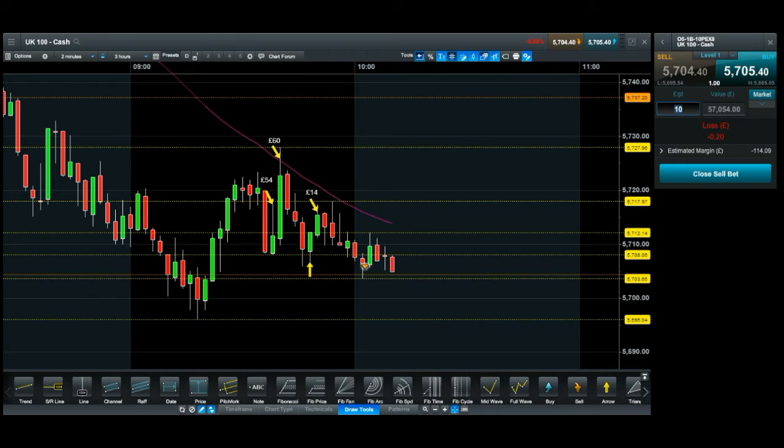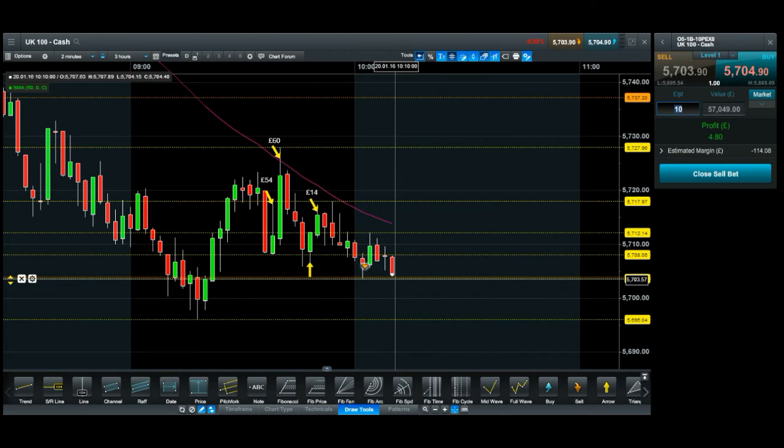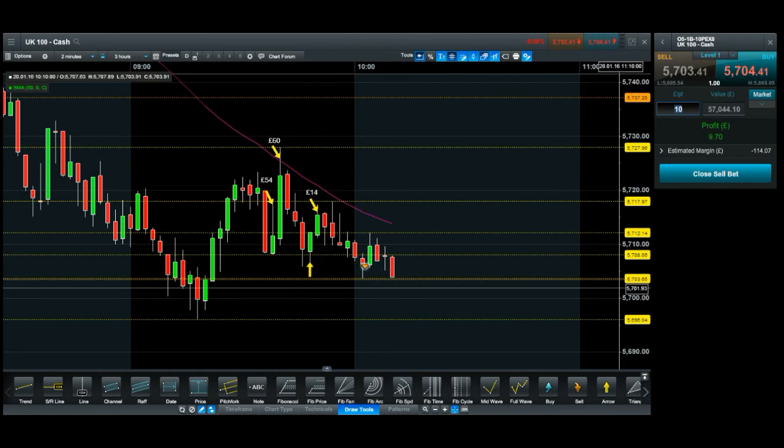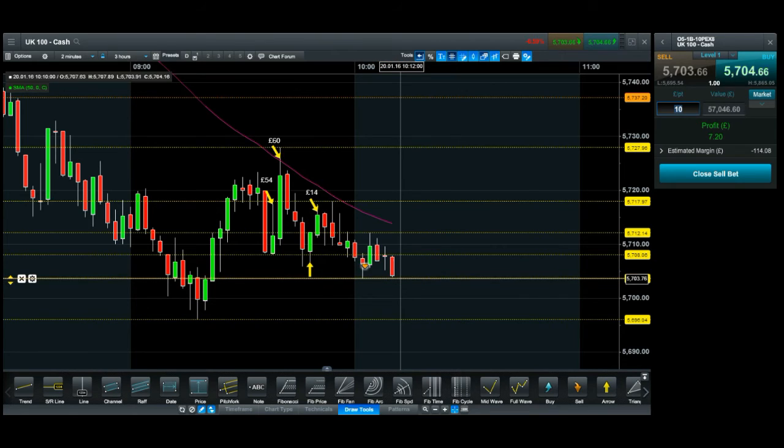Okay, so now I'm only making 20 pence loss. So let's hold that. Oh yes, good, it's turning into a profit now. But I'm expecting it to break this support. Let's hope that it will break it in the next candle or the next few. Come on. That's good. See, once it breaks this candle, the index should go straight to this area here.